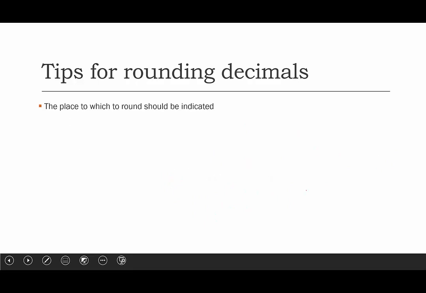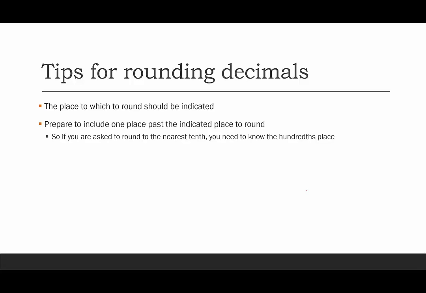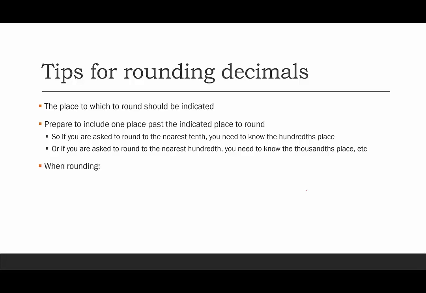And some tips for rounding decimals. The place to which we need to round should be indicated, so it should give us tenths or hundredths or thousandths. Prepare to include one place past the indicated place to round. So if it asks us to round to the nearest tenth, we want to include the hundredths place, because the hundredths place is going to tell us what tenth we actually want it to be rounded to. Or if you're asked to round to the nearest hundredth, you would need to know the thousandths place, etc.